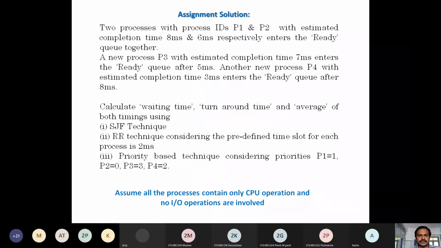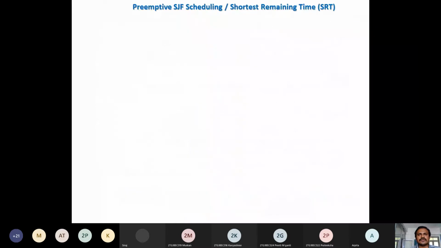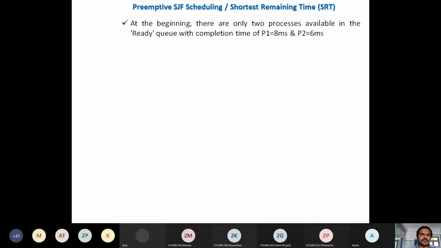Here we assume, as per the basic scheduling technique discussion, that all processes are only CPU operations, with no IO operations. Let us go for the first technique. How do we solve the problem using preemptive SJF scheduling, or SRT scheduling, which is called shortest remaining time? So let us go for this one.